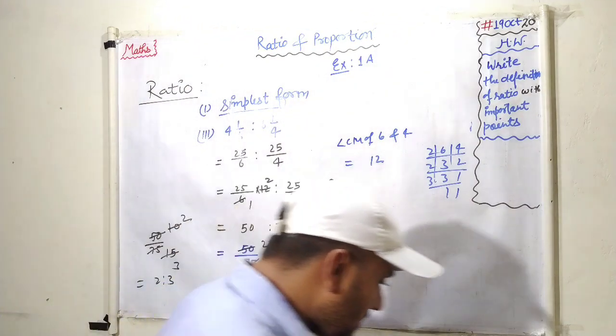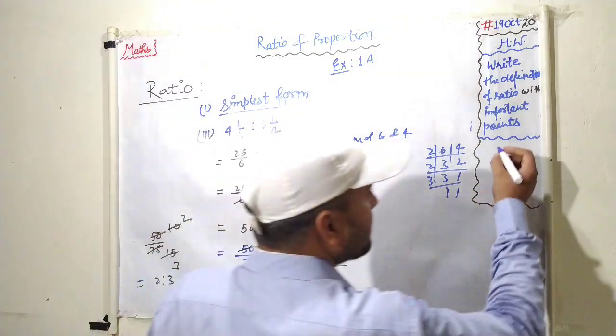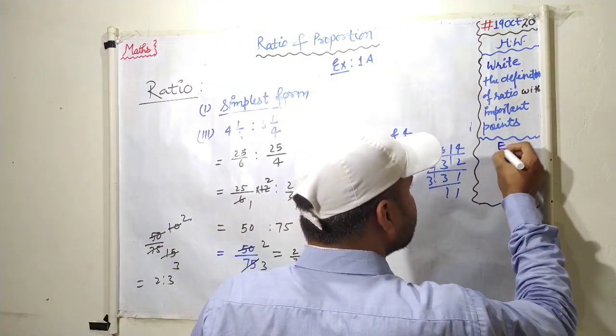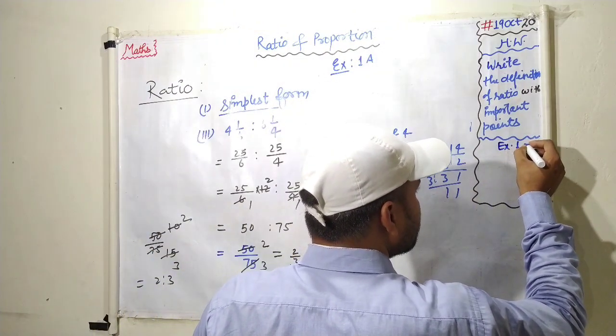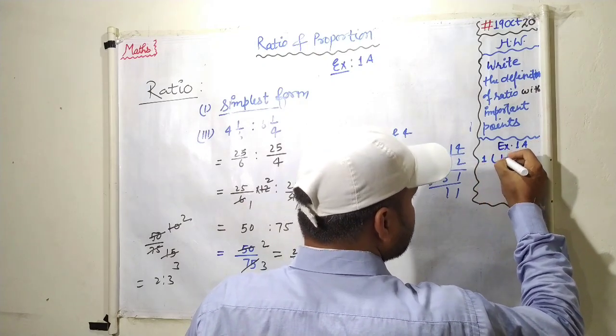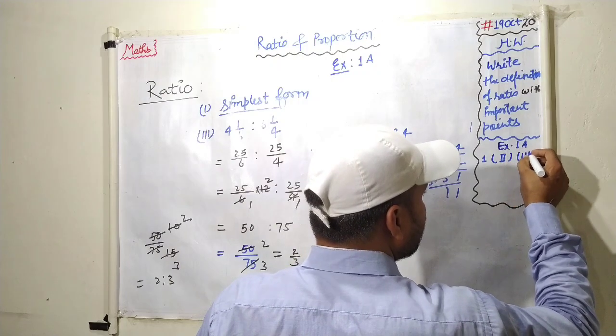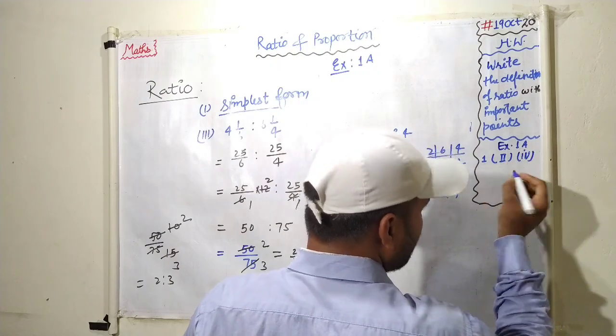So question number second and fourth from exercise 1A. Okay, question number 1, second and fourth, you will do by yourself.